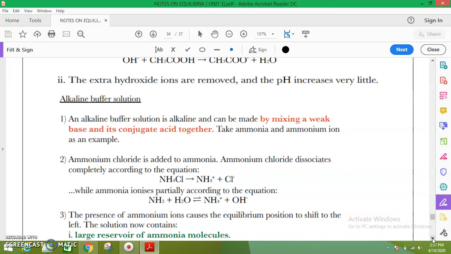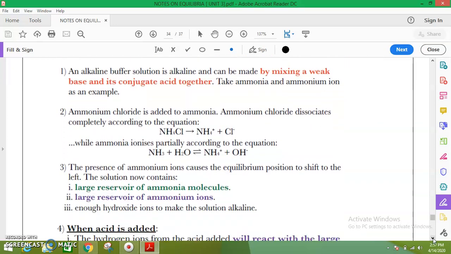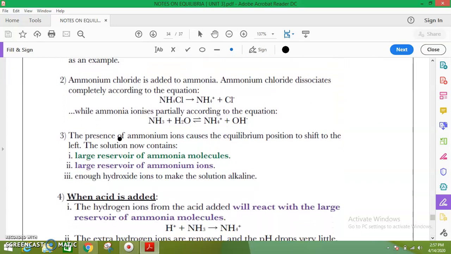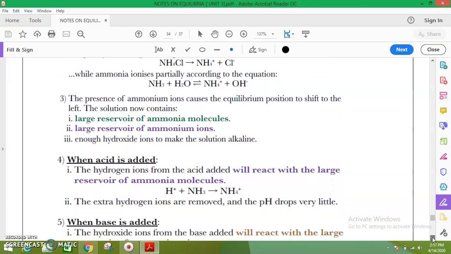Now, in point number 3, they mention that the presence of ammonium ion causes the equilibrium position to shift to the left. Then what happens to the solution? There is a large reservoir of ammonia molecules and a large reservoir of ammonium ions, with enough hydroxide ions to make the solution alkaline. This is how to get an alkaline solution.